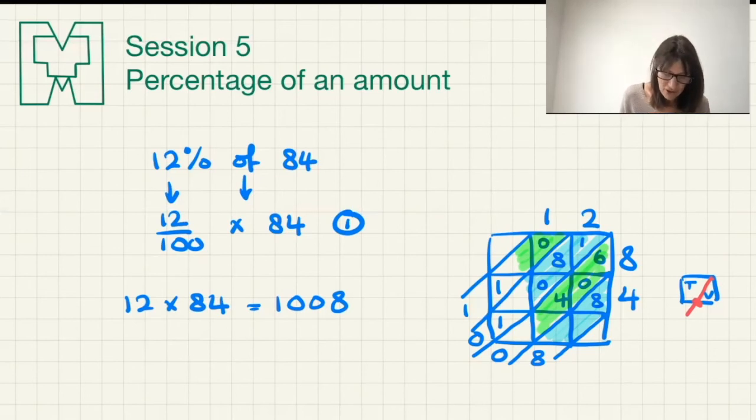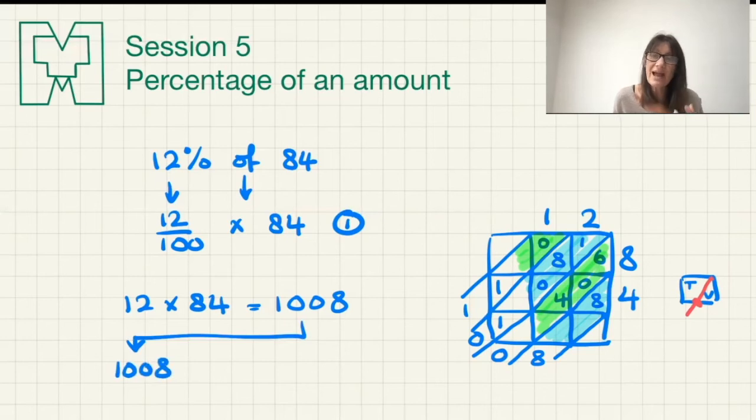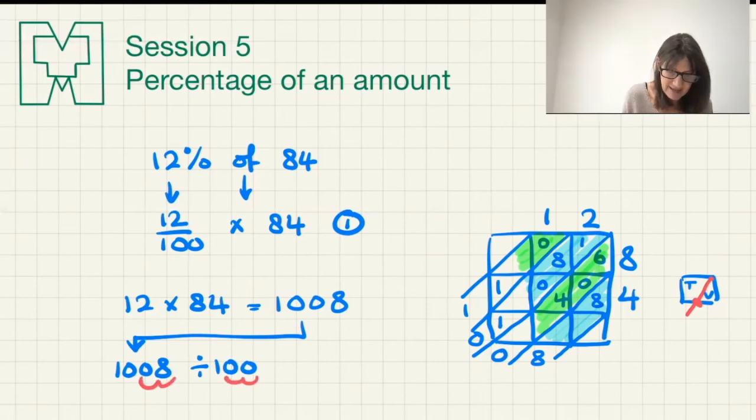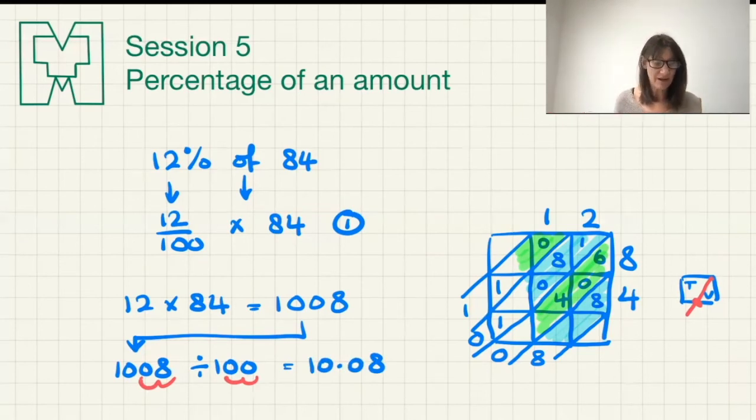All right, finishing it off, we've got to take our answer and do the bit we haven't done, which is divide by the bottom. So we're going to divide by 100. Okay, I've got my 2 zeros. So in by 2, the point is going there. So my final answer is 10.08. Done. Okay, so a lot going on. I do appreciate that.